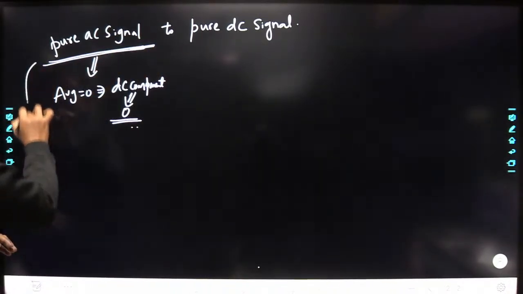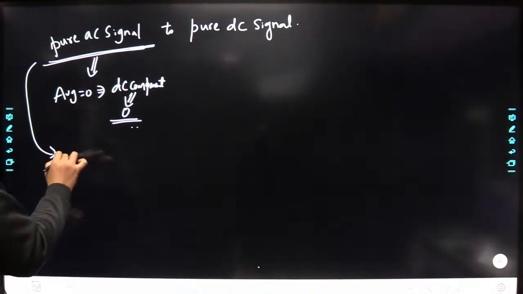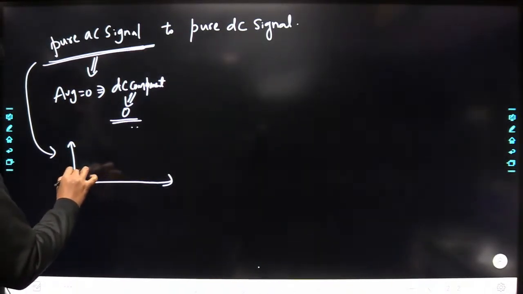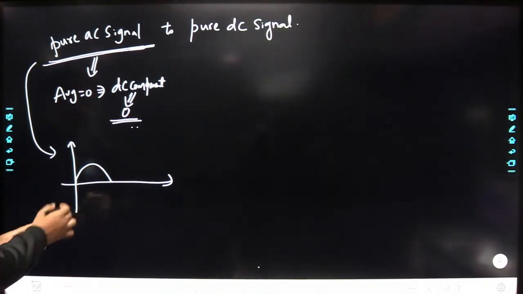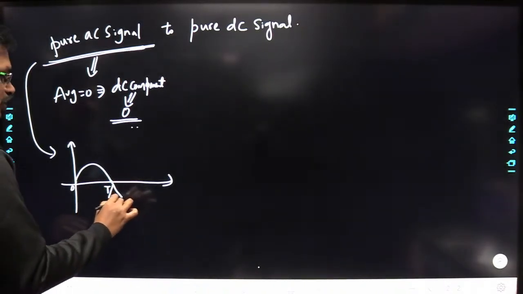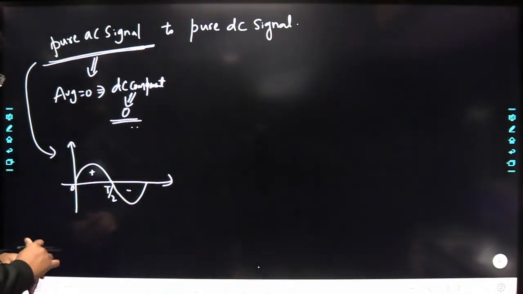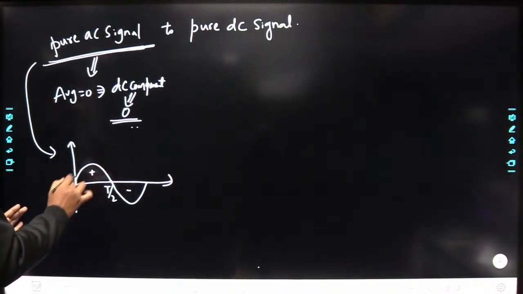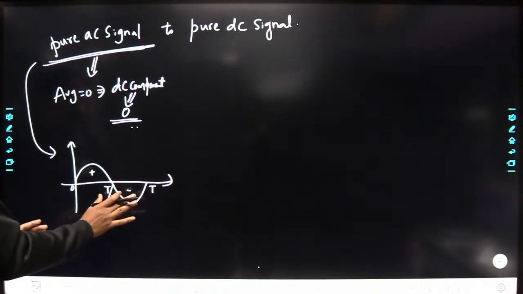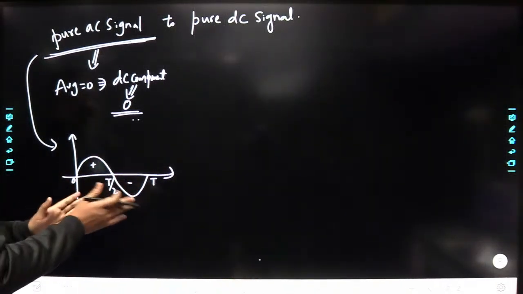And what are the properties of a pure AC signal here? If you are talking about a voltage signal, for half of the time period, 0 to T/2, it has one polarity, and for the next half cycle it has the opposite polarity. Here it has positive polarity and here it has negative polarity. Whatever shape you see over the first half of the period, you will see the same shape over the next half. And the average value of this signal is 0.